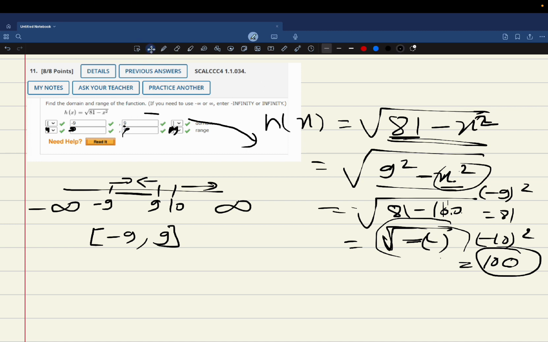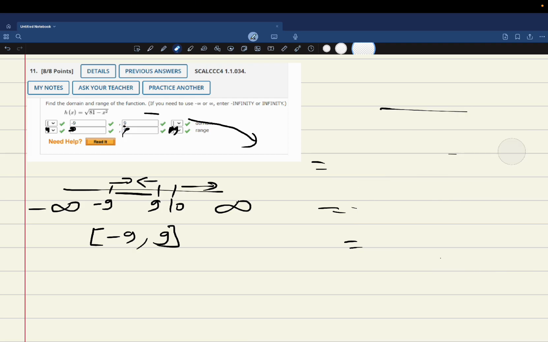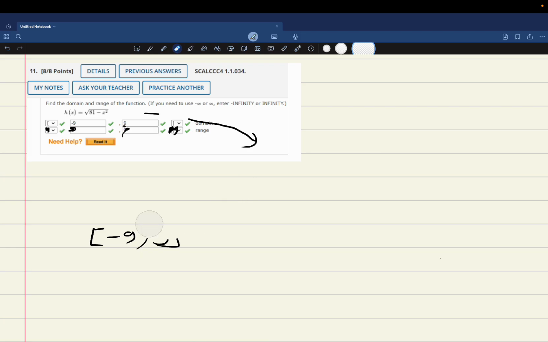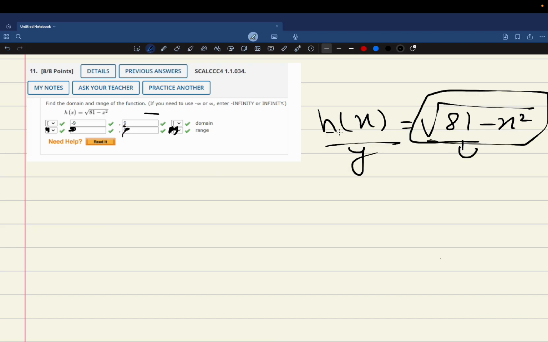Okay, so now let's do range. So I'll just delete it. Now for range, it is the possible value of y. Okay, so domain is the possible value of x, and range is the possible value of y. So what can be the value of y? It will not break the function. Okay, so h(x) equals 81 minus x squared. What can be the result of this? What are the possible results that can come from this, which is the value of y, because h(x) means y.